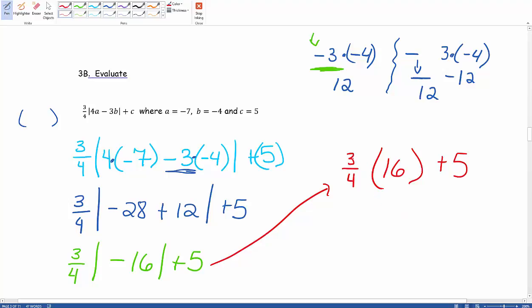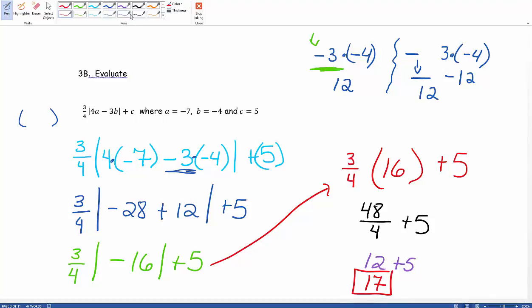After this, there are multiple ways that we can simplify this out. Typically, from what I've seen in past experience, we would multiply this 3 times the 16, giving us 48 on top, over 4 plus 5. And then 48 divided by 4 gives us 12 plus 5, for a final simplified version coming out to be 17. So again, that would be our most simplified version for this one.